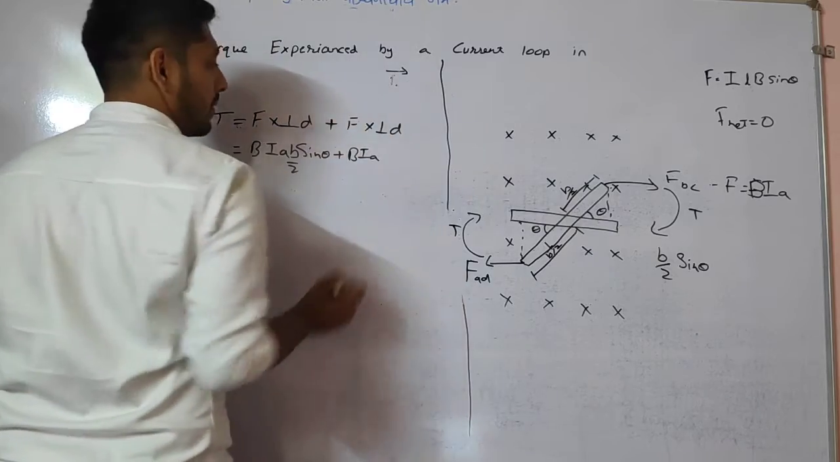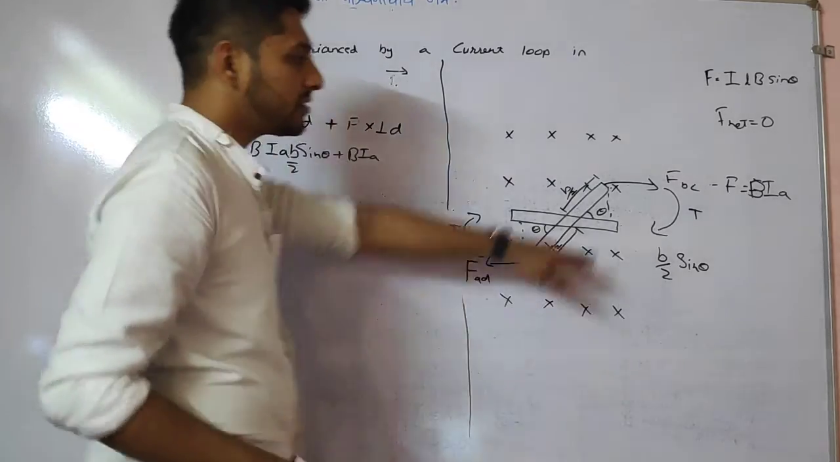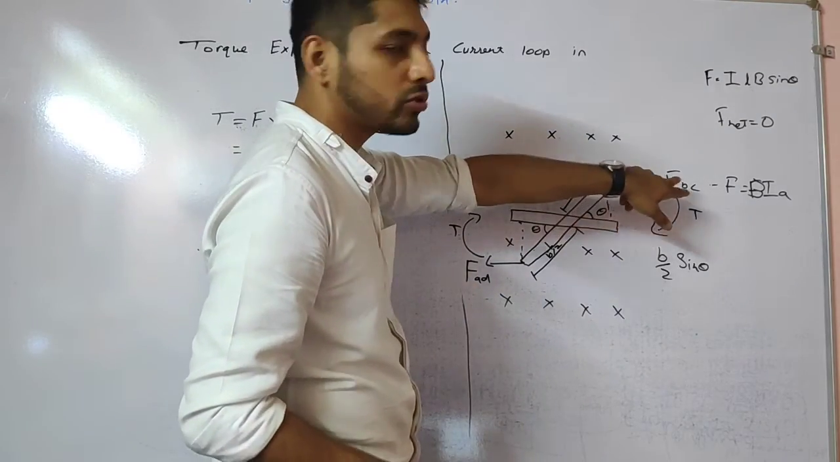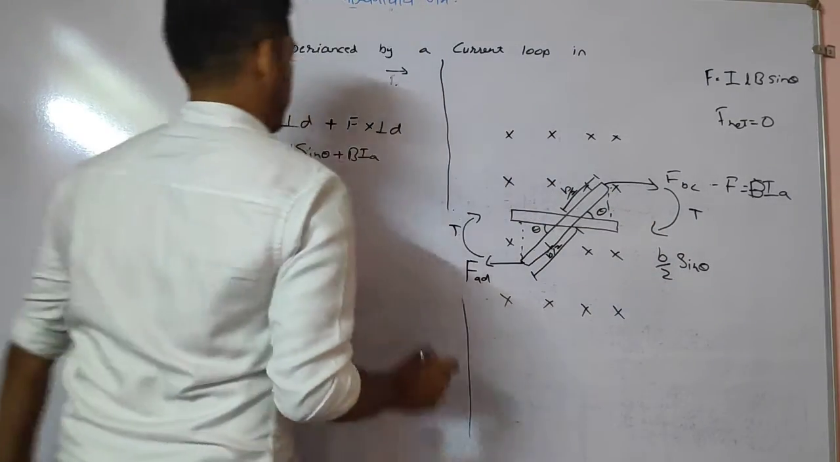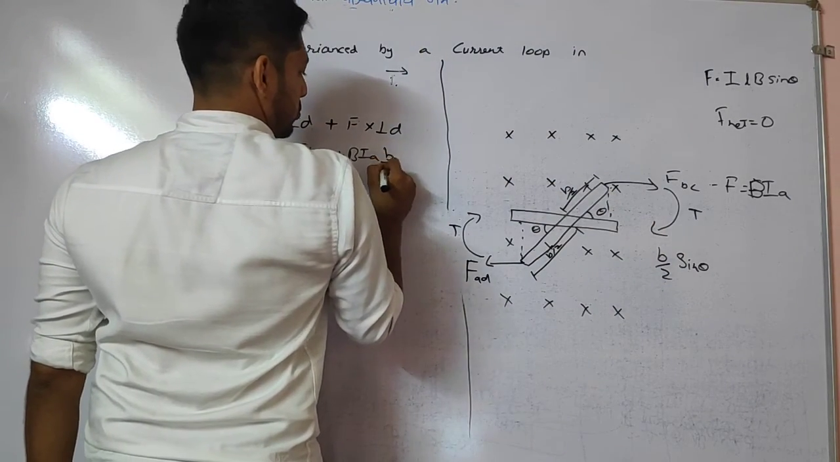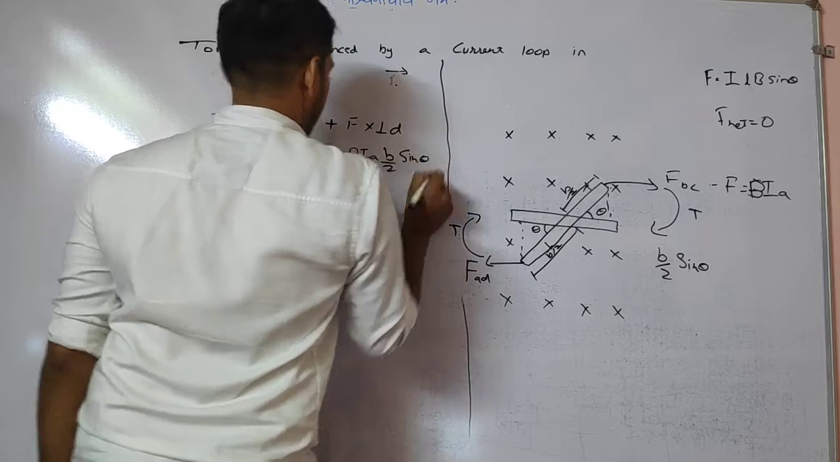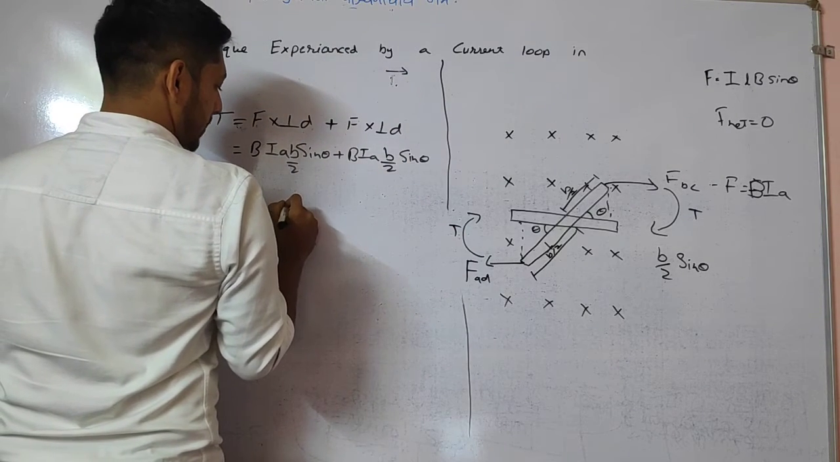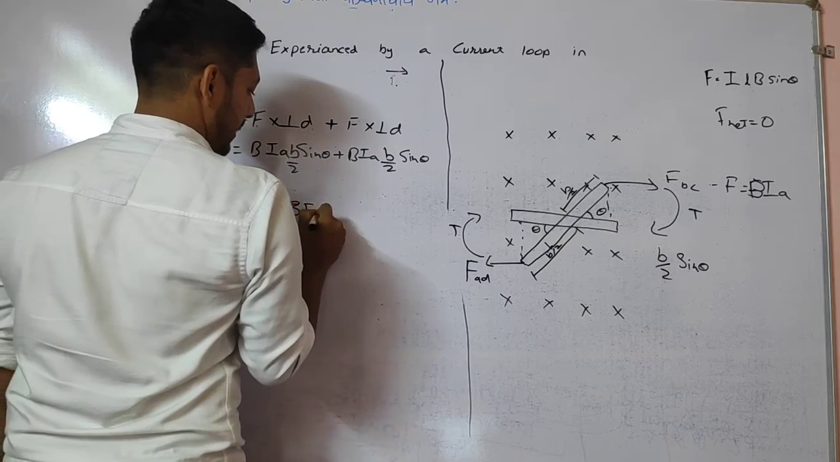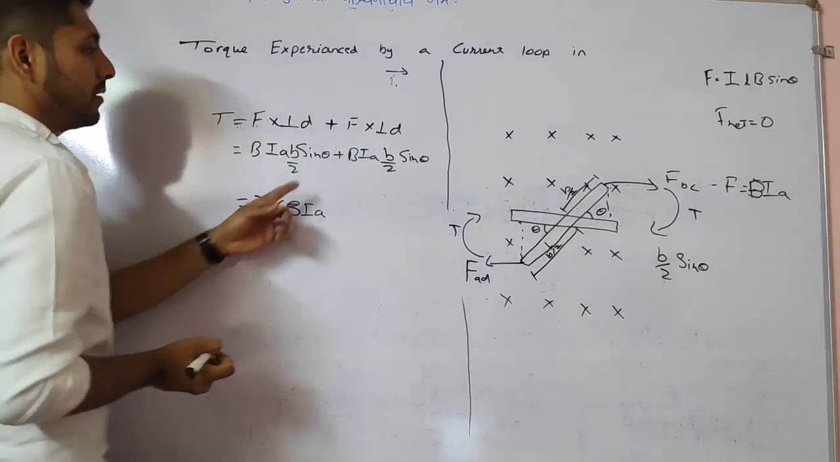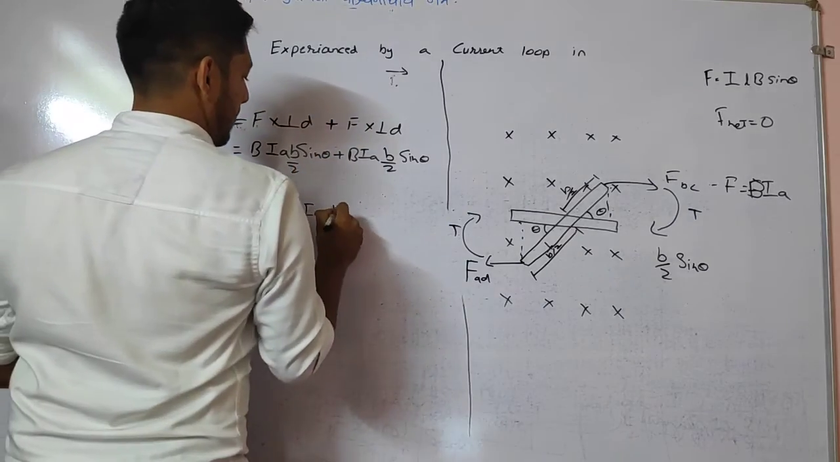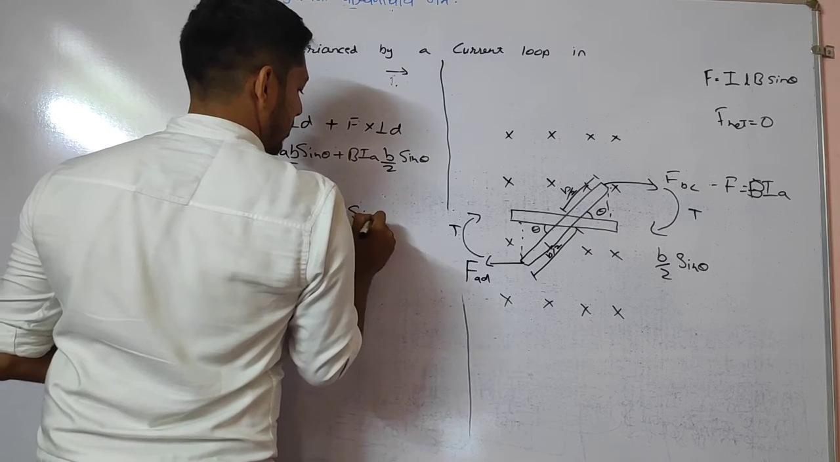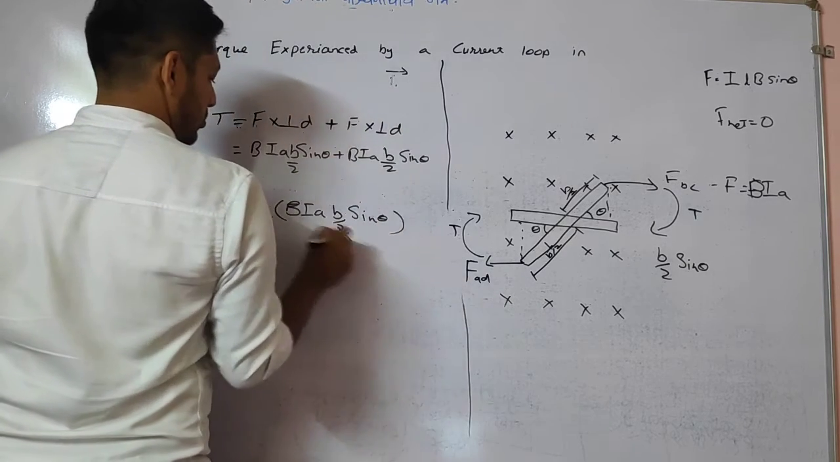BIA. Once again the distance is same over here. The force is also same. So it will be b by 2 sine theta. So I can write it twice. It is BIA b by 2 sine theta. So this two will cancel.